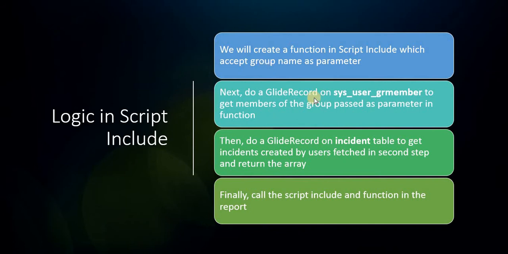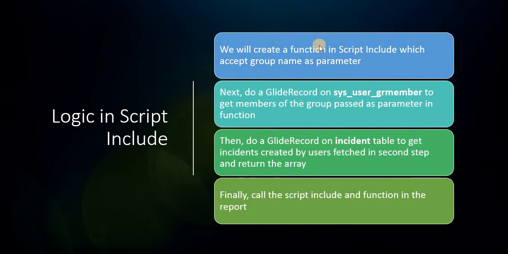Next we will do a glide record on the sys_user_grmember table. In the second step we will find the members of that particular group, and then we will do a next statement in the script. If you are not aware of glide records, please click on the top right corner.